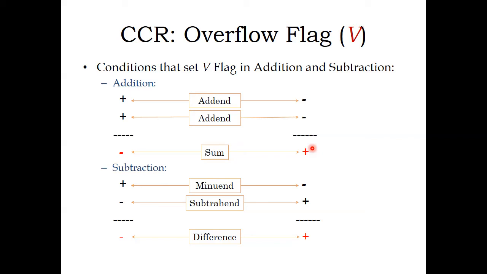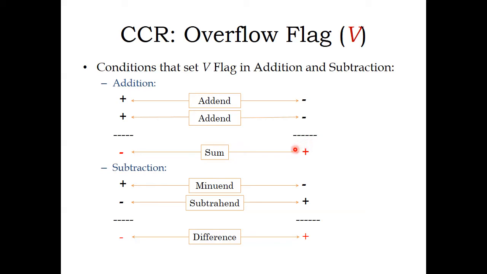This might be interesting to you: how can the result be negative when you are adding two positive numbers, or positive when you are adding two negative numbers? In traditional math, that's impossible. But in digital math, that's possible because of the representation of negative numbers, and we'll show you how it happens.